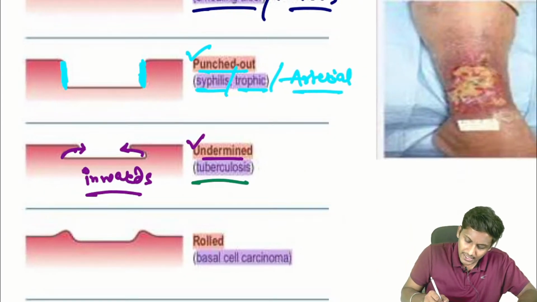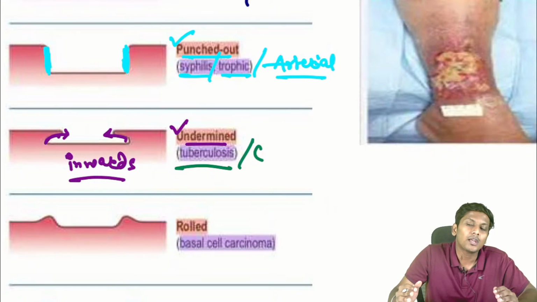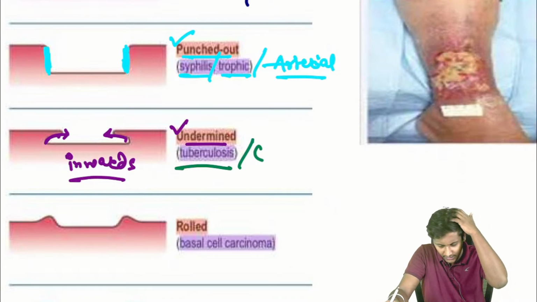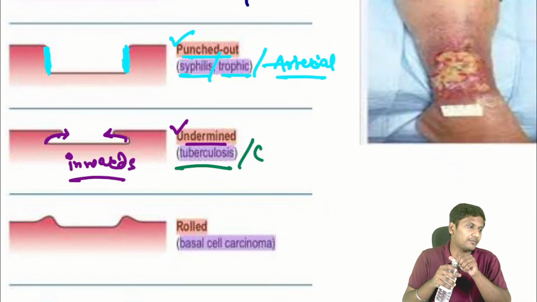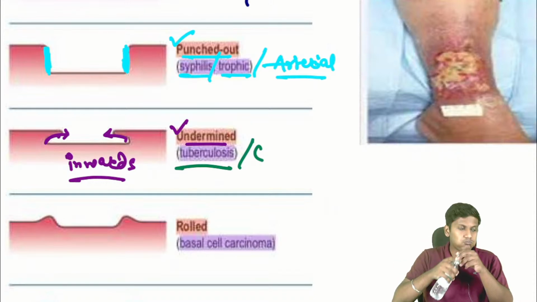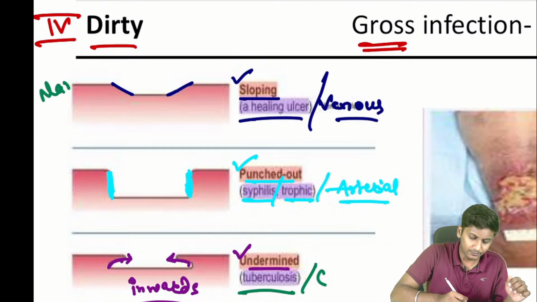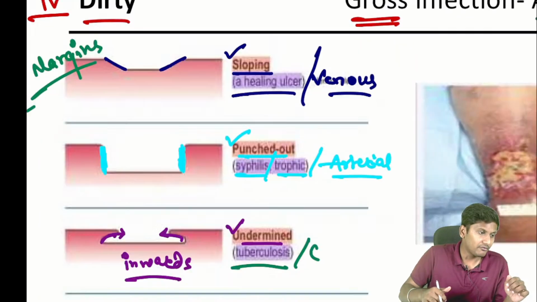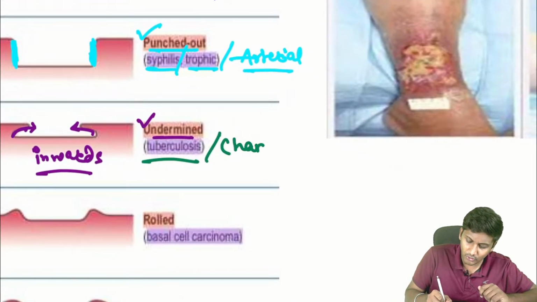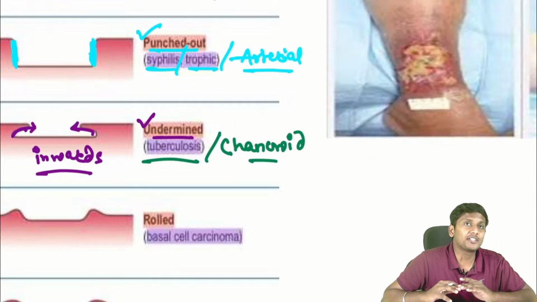Next important, you have to remember these undermined edges are also seen in another condition. Please let me know: a painful genital ulcer and painful lymphadenopathy. What is the diagnosis? In that condition also you are going to see these undermined edges in the ulcer itself. Very good. Chancroid. Yes. So please remember, in a chancroid also you are going to have this ulcer with undermined edges, which is caused by Haemophilus ducreyi.